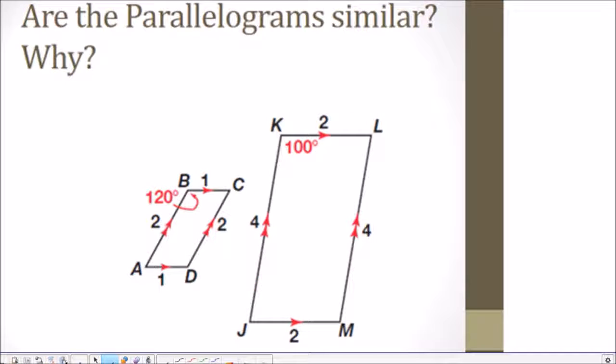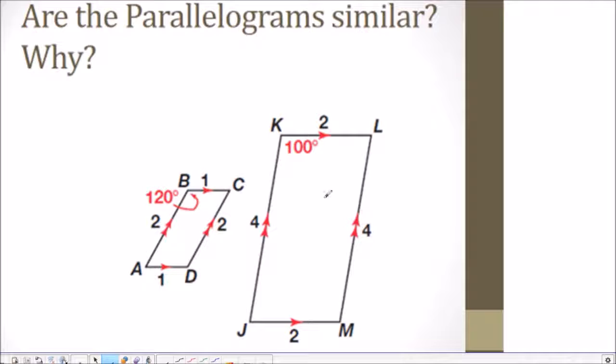All right. Are these parallelograms similar? At first glance, maybe. I mean, this is a 1 and that's a 2, so it looks like it got doubled. This is a 2, that's a 4. Okay, so it got doubled, so the side lengths are proportional. We need to double check and make sure the angles are congruent. Remember, we need both conditions: congruent angles and proportional side lengths.